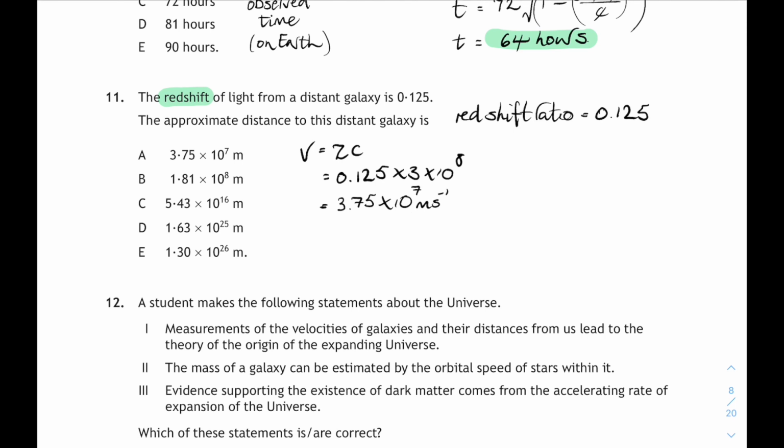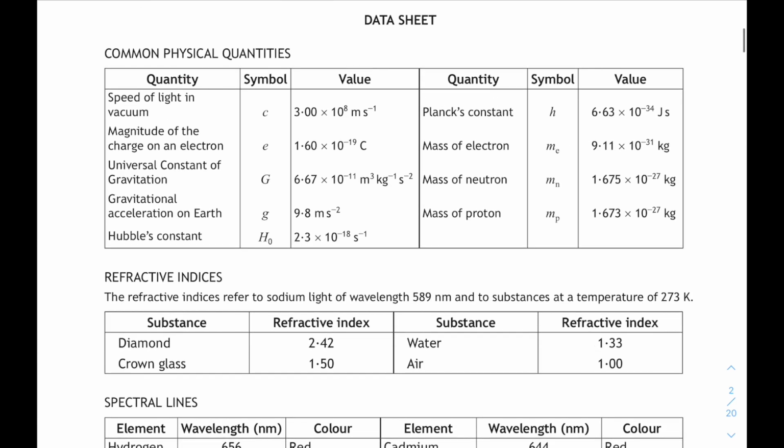Now you'll notice 3.75 times 10 to the 7 is one of the answers, but that's the recessional velocity, not the distance. If we want the distance, we then have to use the relationship V equals H0 D. Rearrange it for D, so D equals V over H0, where H0 is the Hubble constant. V is the recessional velocity, 3.75 times 10 to the 7, and the Hubble constant is on your data sheet at the front of the question paper.